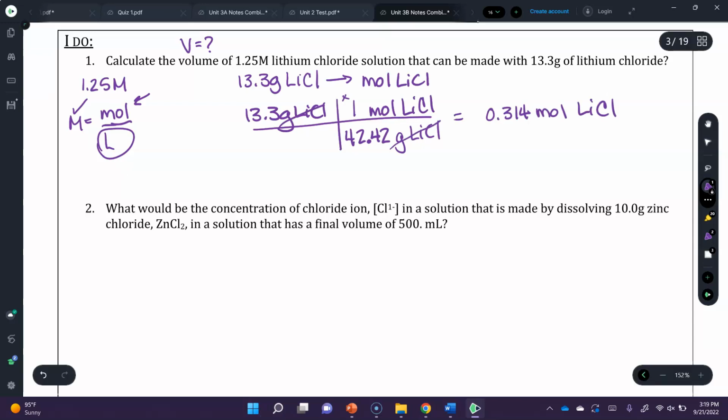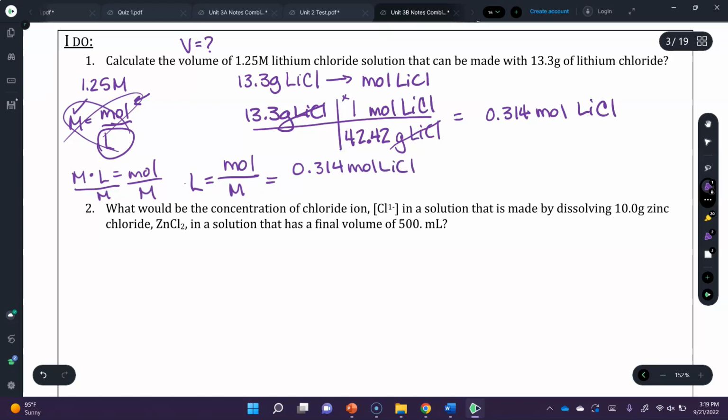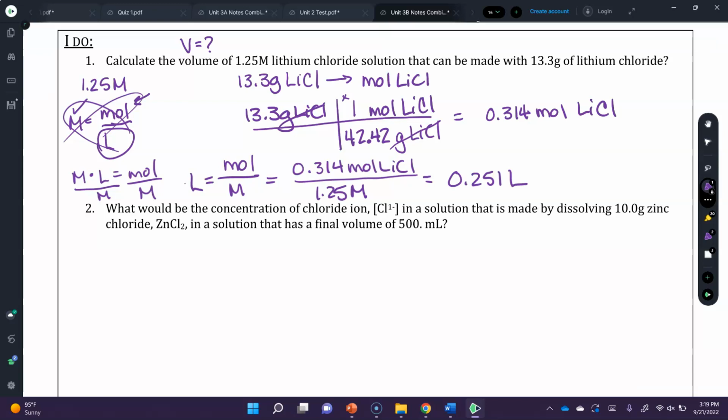We want to rearrange this equation so that liters is by itself, so cross multiply, and you have molarity times liters is equal to moles. Then divide by molarity, so liters is on its own, and so we have liters is equal to moles divided by the molarity, which when we substitute in, our moles that we just calculated goes on top, and then our molarity of our solution goes on the bottom. And so our final answer when we do this math should be 0.251 liters. And so that should be the total volume of the solution that we would need to make this.